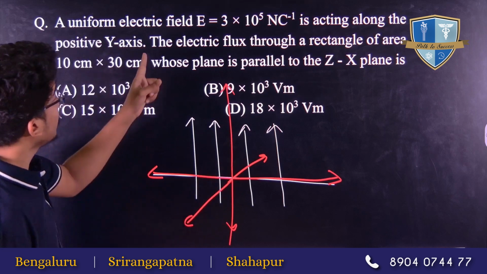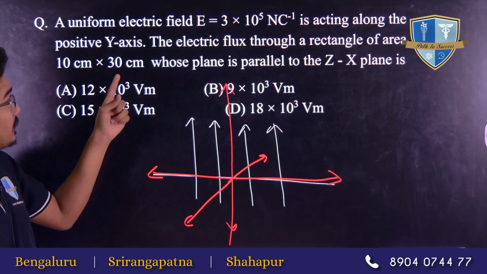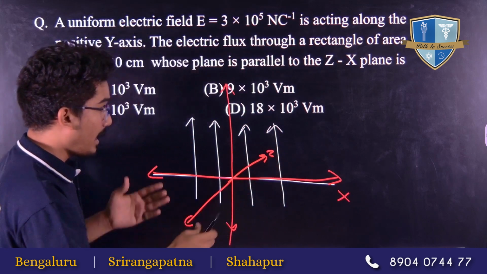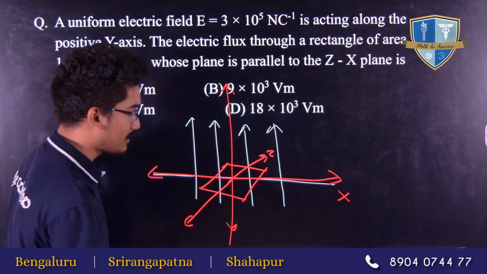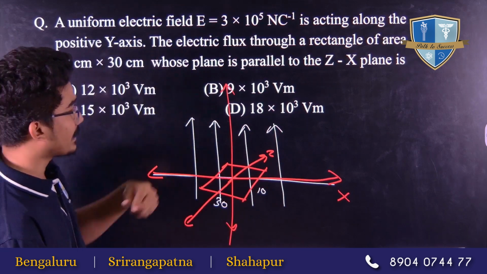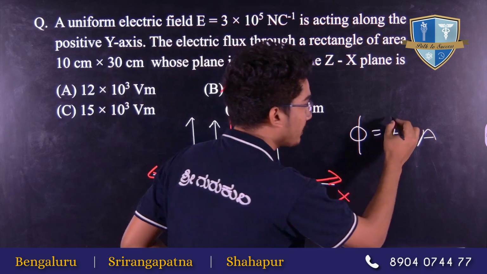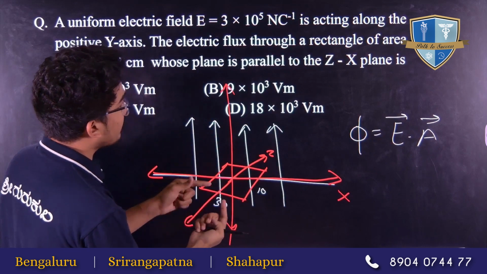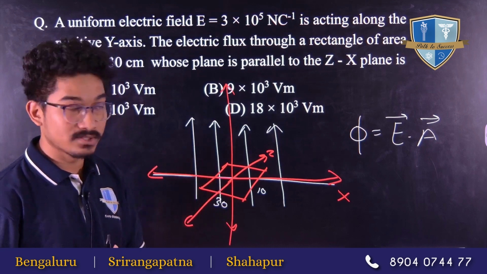Let's find the electric flux through a rectangle of area 10 centimeter into 30 centimeter whose plane is parallel to the xz plane, meaning this is x and this is z, and we have a rectangle in this plane. So it will be something like this, correct? And the area will be 10 into 30. Now we know that they are asking for electric flux. Electric flux is the electric field vector dot the area vector. So see, the area vector is always perpendicular to the surface and the electric field vector is also in the same direction. So the angle between them is 0, meaning cos 0 will be equal to 1.